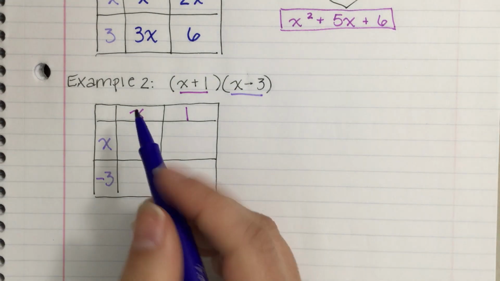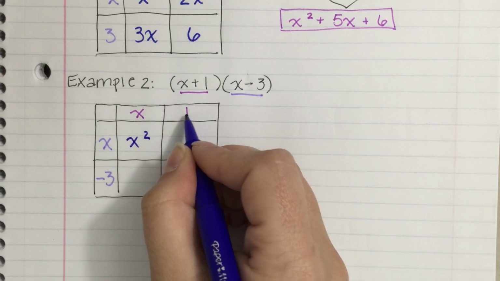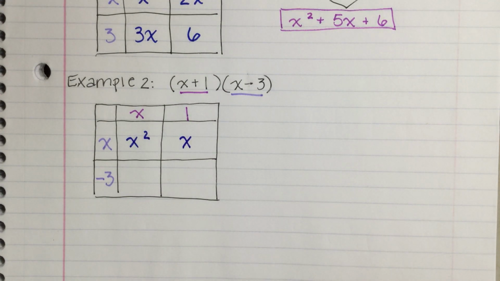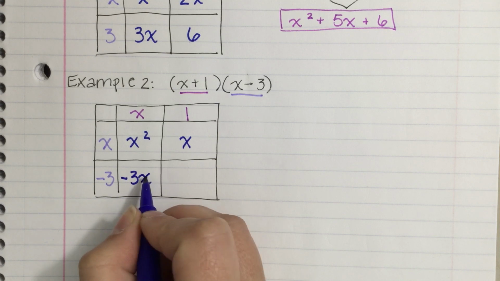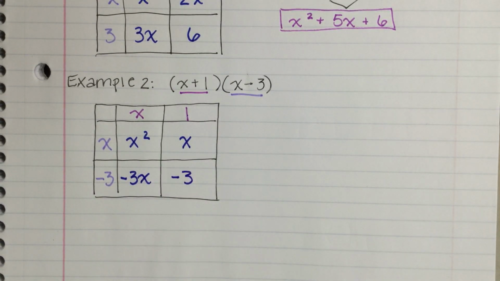And I'm going to multiply again. So x times x would get me x squared. 1 times x would just be 1x. You can put the 1 there if you want. Negative 3 times x would get me negative 3x. And negative 3 times positive 1 would get me negative 3.